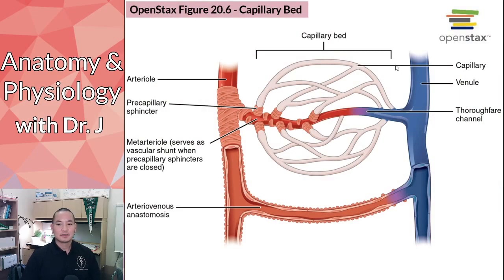All right, so let's go back to the capillary bed. Remember, capillaries are those important connections between your arteries and your veins, but they're more than that. They're in charge of slowing down the blood flow and branching out in these capillary beds to provide enough blood and perfusion and oxygen and nutrients to the tissues of your body.